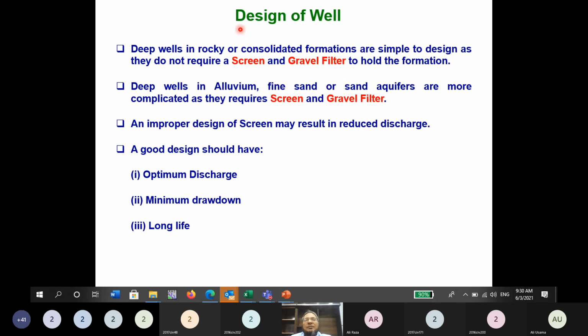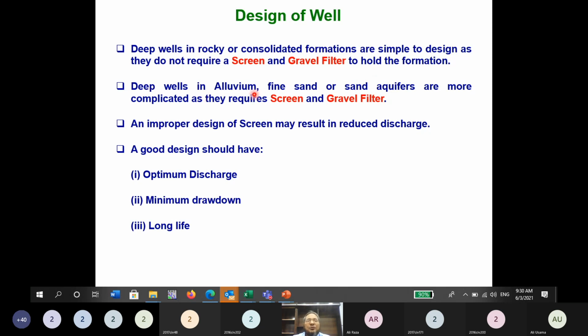So now once we say the design of a well, which well, deep or shallow? That is a deep well, okay? So deep wells in rocky or consolidated formations are simple to design. If it is rock then it is very easy, because we don't need to provide a screen, and when we are not providing a screen, we don't require a gravel filter to hold that formation, okay?